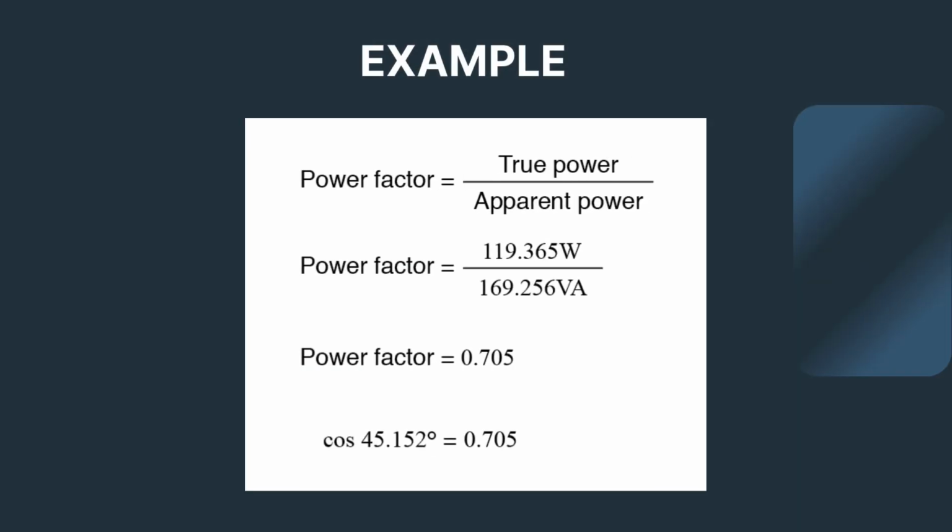Here is an example of how to calculate power factor. As you can see, power factor is the true power over the apparent power. Using this equation, you can get a value for power factor. As you can see analyzed below, cos 45, the angle of the power triangle, is also equal to the ratio of true power over apparent power. This shows the relationship between the power triangle and power factor in a circuit.